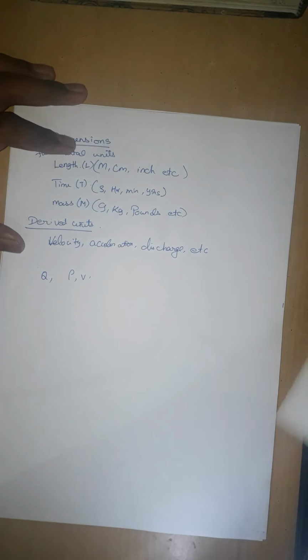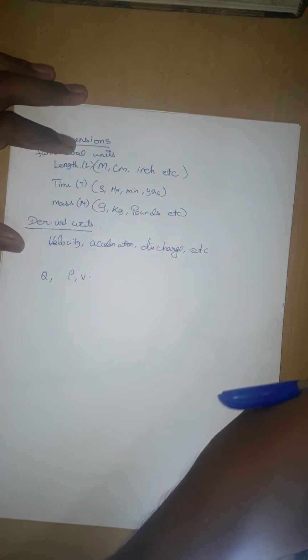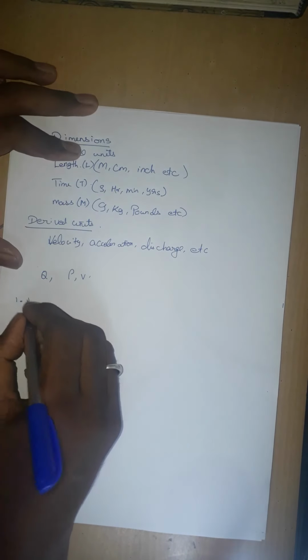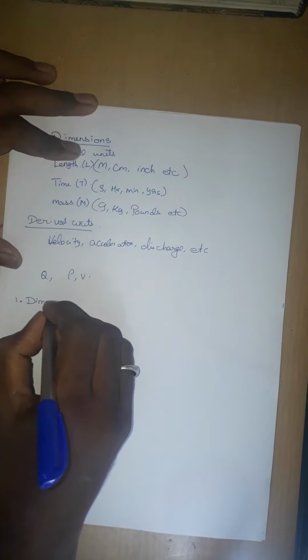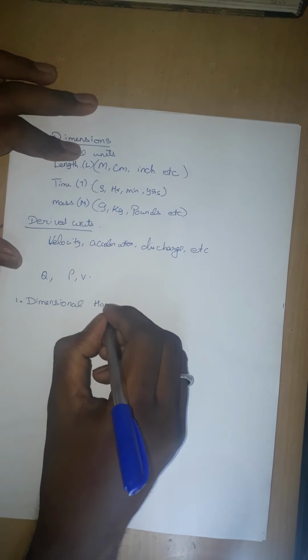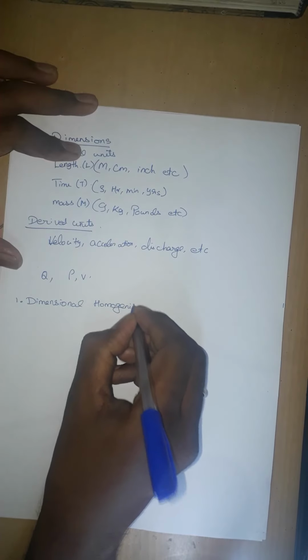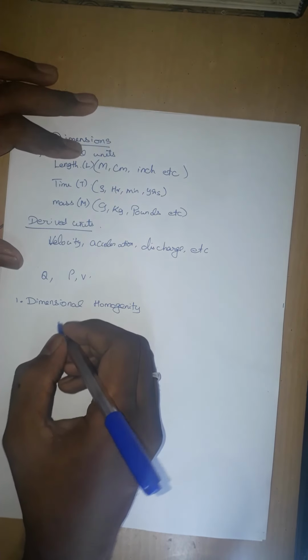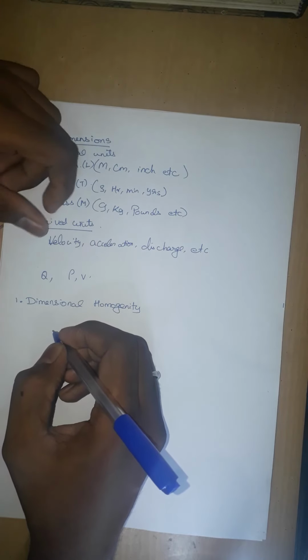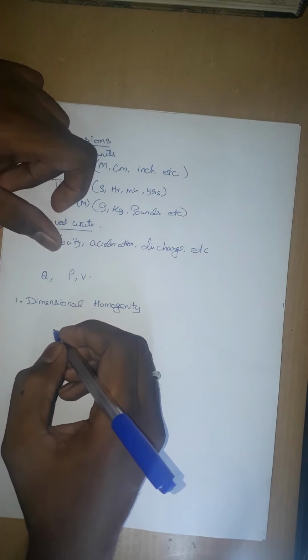And for dimensional analysis, we will go with a major term called dimensional homogeneity. Dimensional homogeneity is nothing but that the dimensions of the same power will be equal.